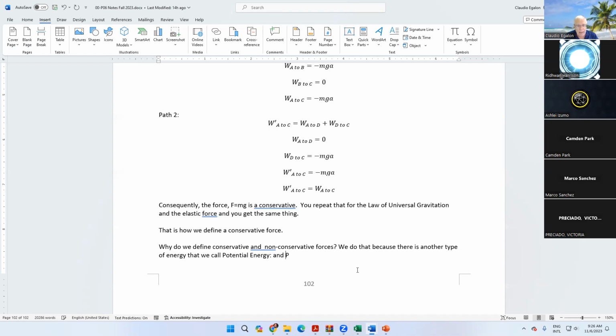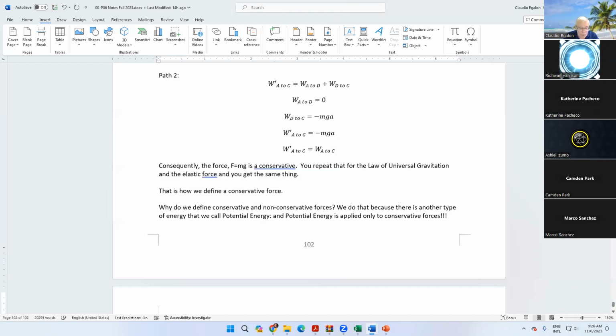Okay. And potential energy is applied only to conservative forces. Okay, that's why we talk about conservative forces, because there is this other type of energy, in addition to kinetic energy, that is important in physics.